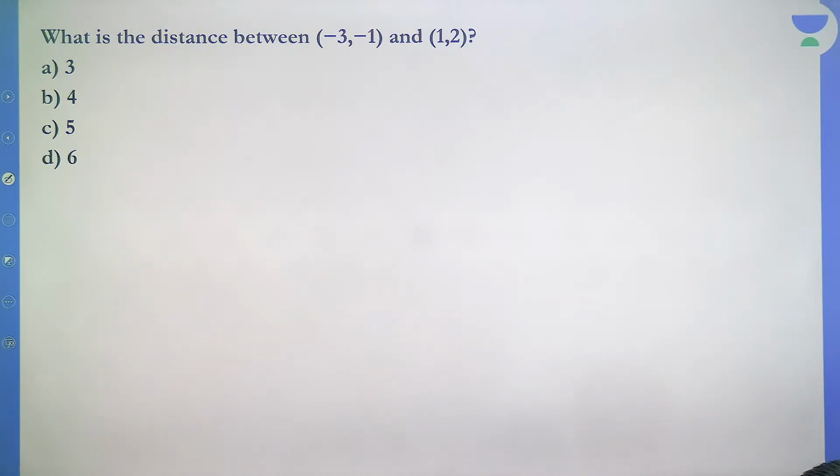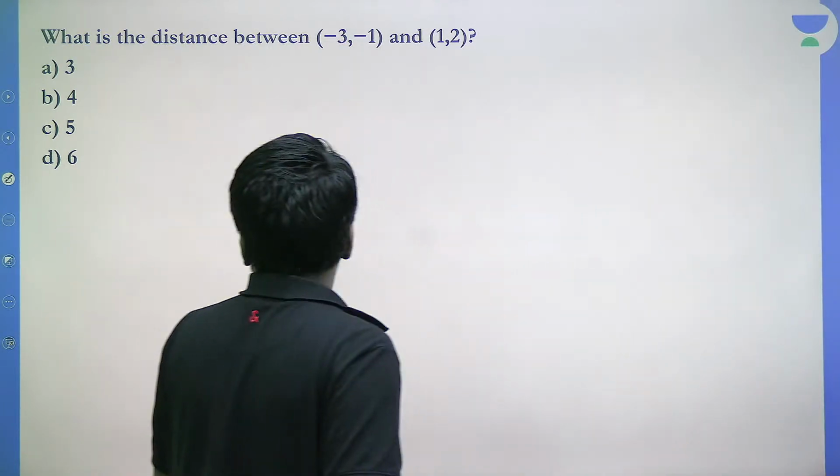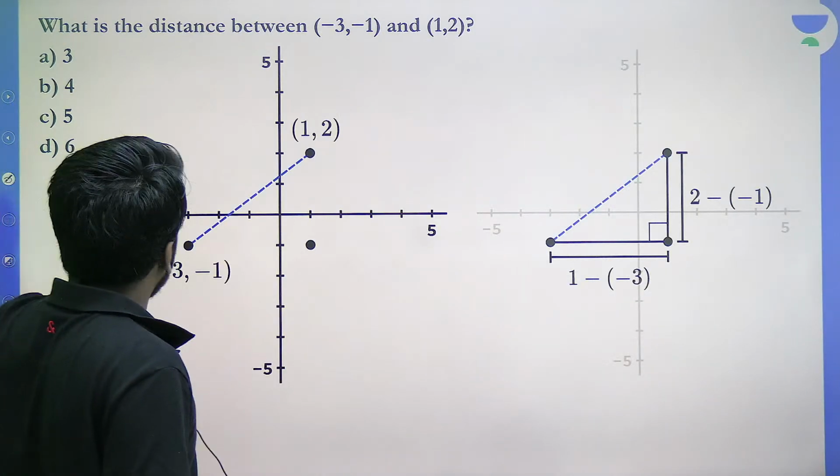Very good. Most of you got it. Let's see how that works. What is the distance between (-3, -1) and (1, 2)? (-3, -1), how will you plot it?